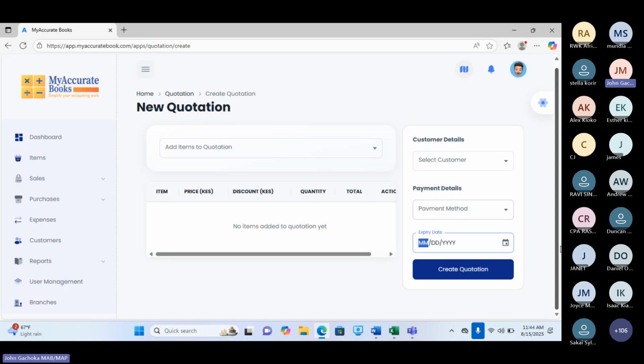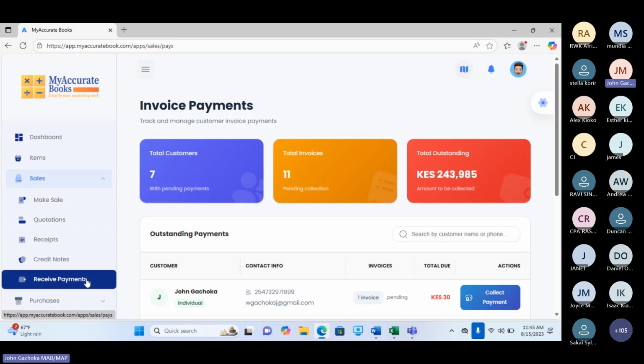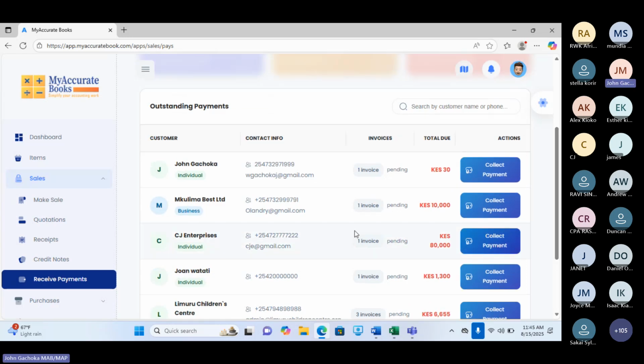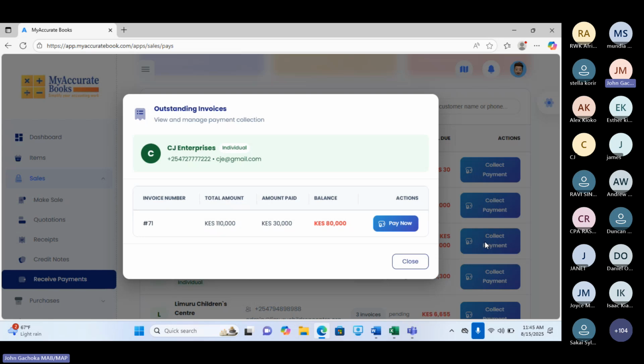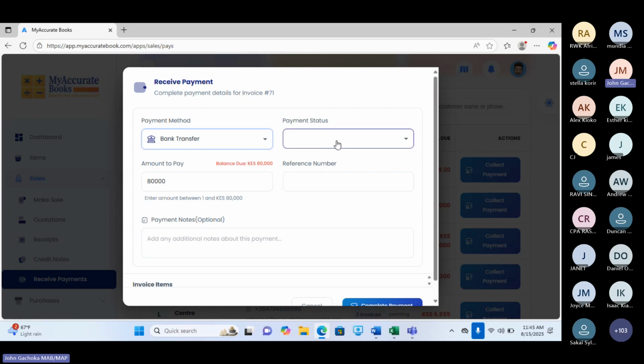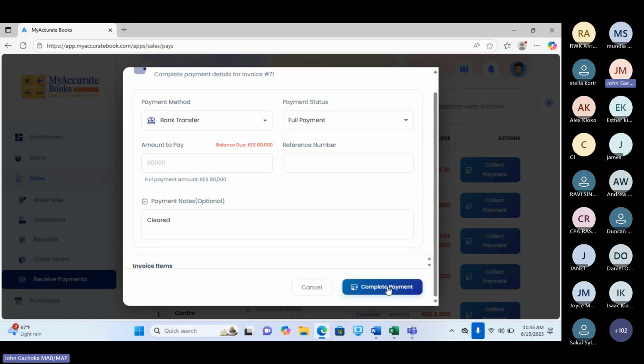Now, we've just created an invoice. I would want us to go and pay that invoice in my accurate books. So you come to purchases or you come to sales and you say receive payment. This is where a client is supposed to pay because they owe you. In our case, our client is CJ Enterprises. So we say collect and we say pay now. Payment method, bank. The payment status, they are paying in full. And we say that now their bill is cleared. So these will be updated over here.